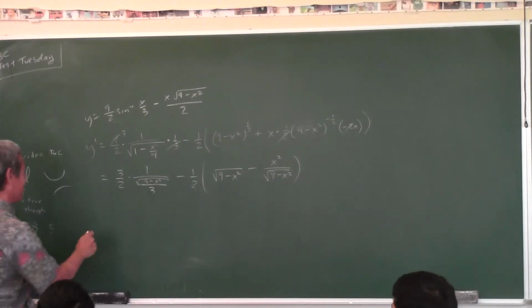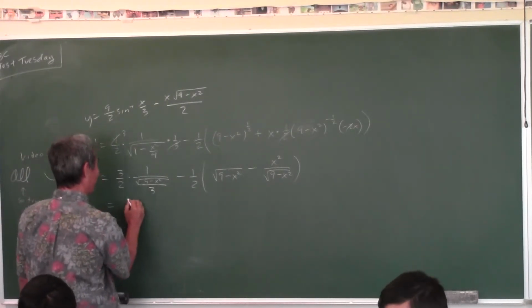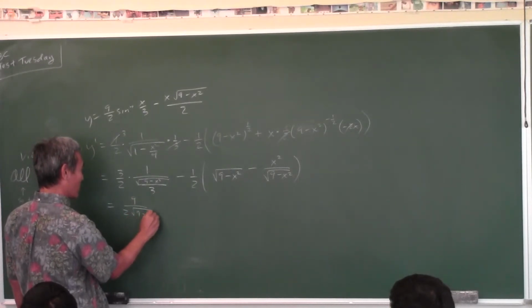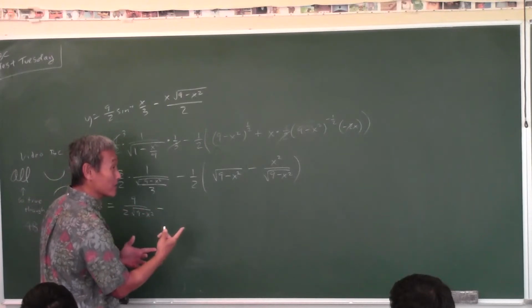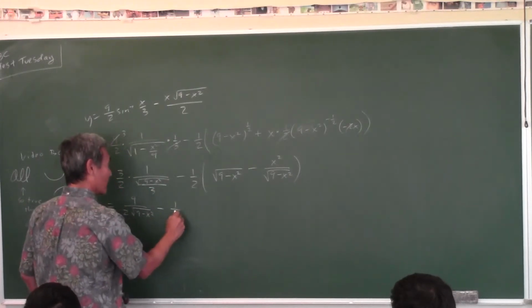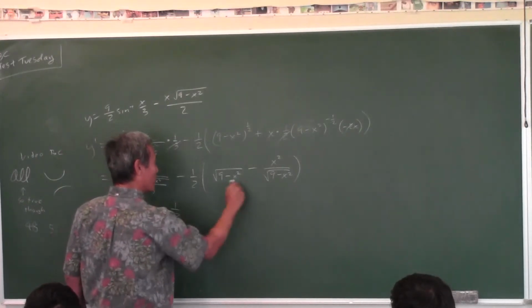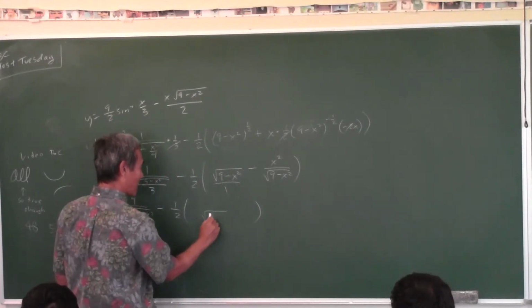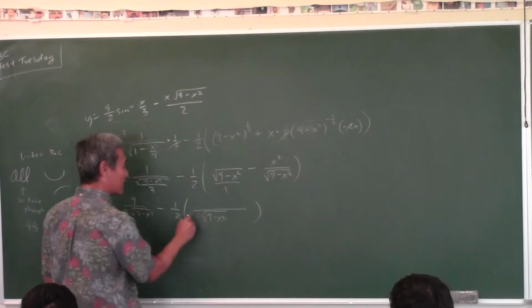Yeah, finally you're getting something. So let's simplify. 9 over 2 root 9 minus x squared minus, see, I can do this. You guys got to do this. 1/2. Now, what happens when you add or subtract fractions? You make a least common denominator. Okay, tell me what goes on the top.